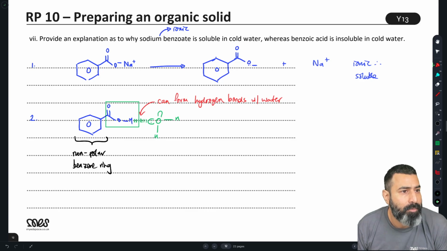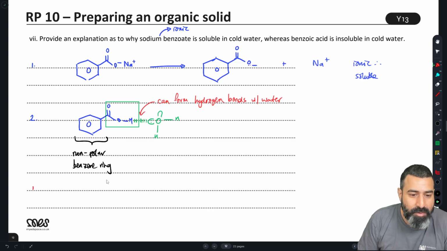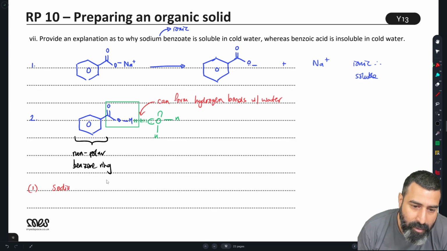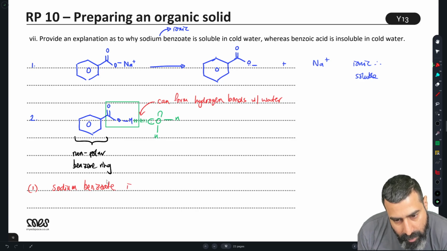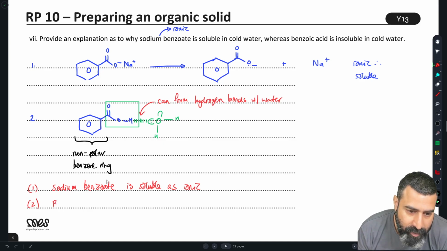for 2 marks. So we've kind of got the 2 marks, we just need to put it in a more coherent way. So I'm going to say that the sodium benzoate is soluble as ionic, but benzoic acid is insoluble.